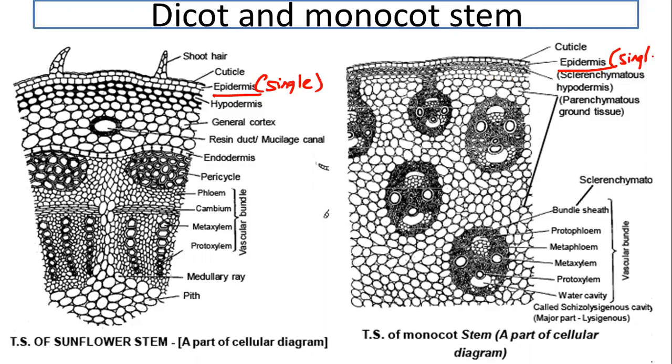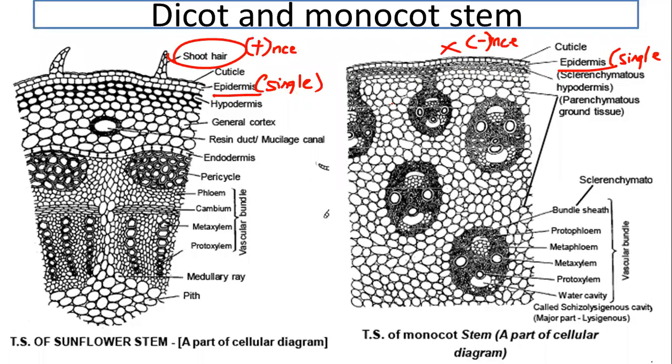Both are single layer, but here it has trichomes, which are root hairs, whereas here you can't see any trichomes. So there will be presence of root hair in one and absence of root hair in the other. There are no trichomes in monocot, whereas in dicot they will be present.